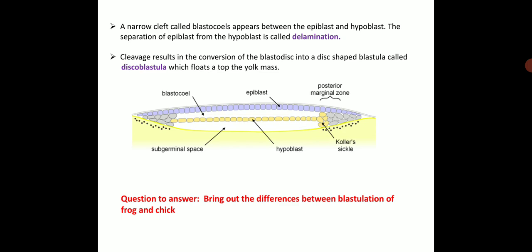The type of blastula you find in the frog is the coeloblastula, whereas in the chick it is the discoblastula. So now your job, the question in this chapter, is to bring out the differences between the blastulation of the frog and the chick.